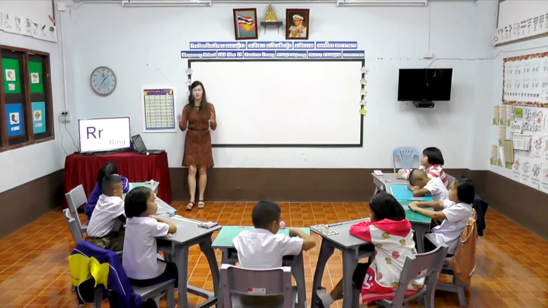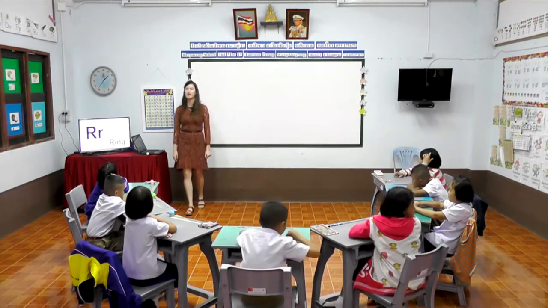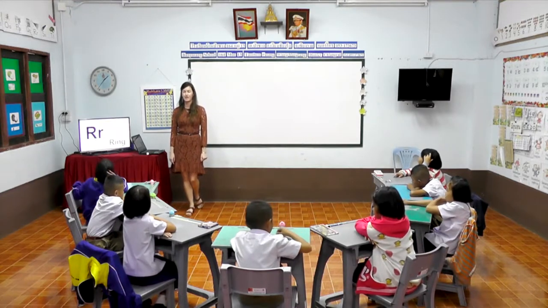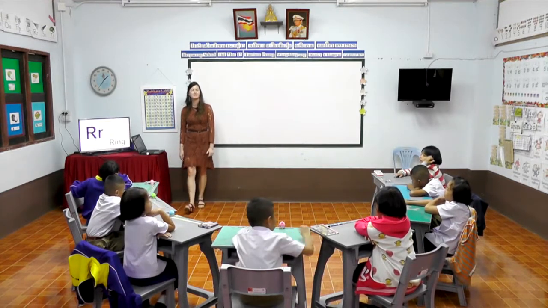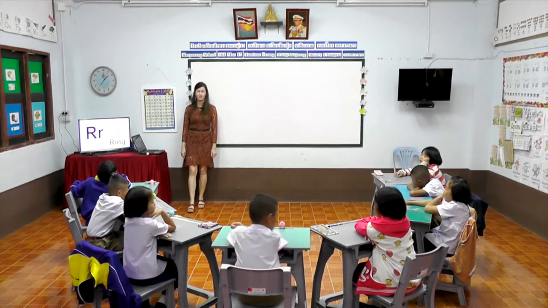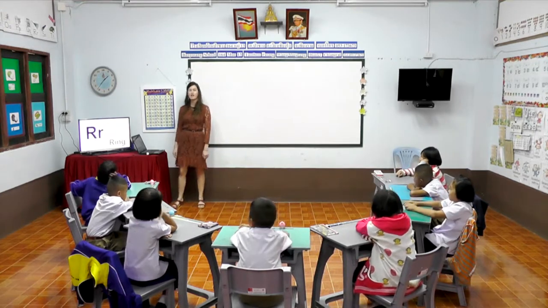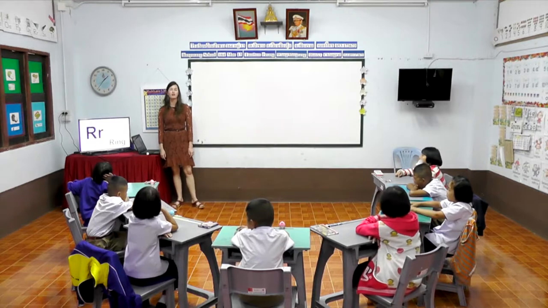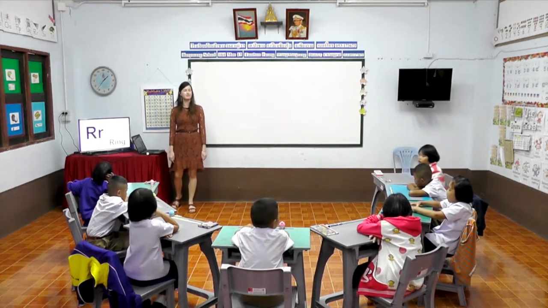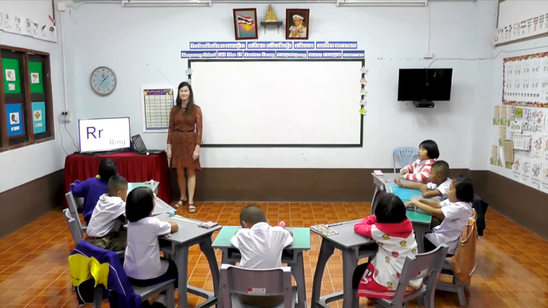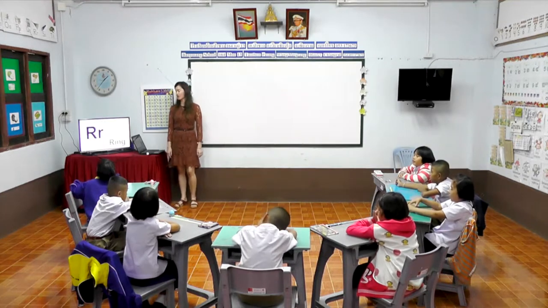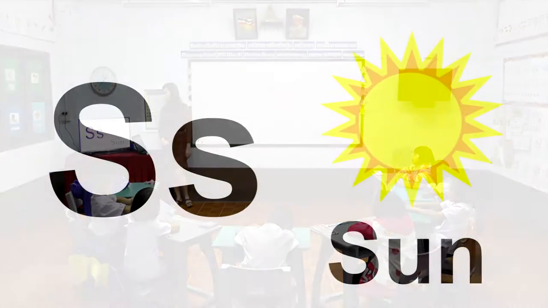Good job. Let's do the whole thing. R is for ring. Ruh. R, ring. R is for ring. R, r, ring. R is for ring. Great job. What letter is this?